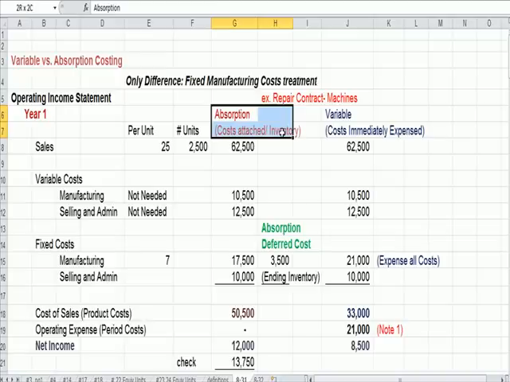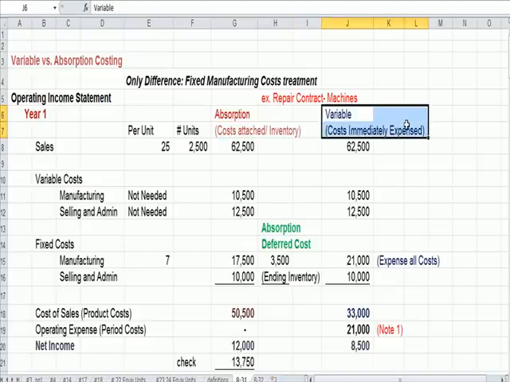Absorption says we're going to take those costs and attach them to the inventory by somehow applying costs. So as a result, we don't recognize the fixed manufacturing cost in absorption until the inventory item is sold. With variable costing, we immediately expense the fixed manufacturing cost.